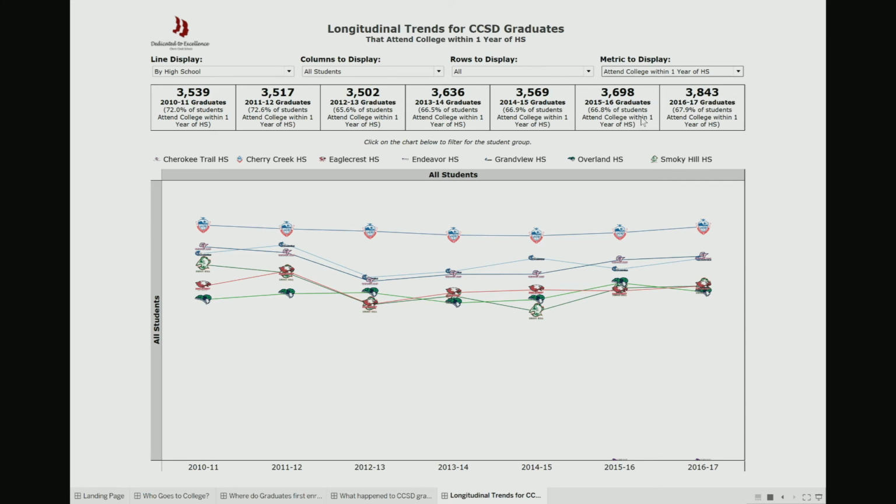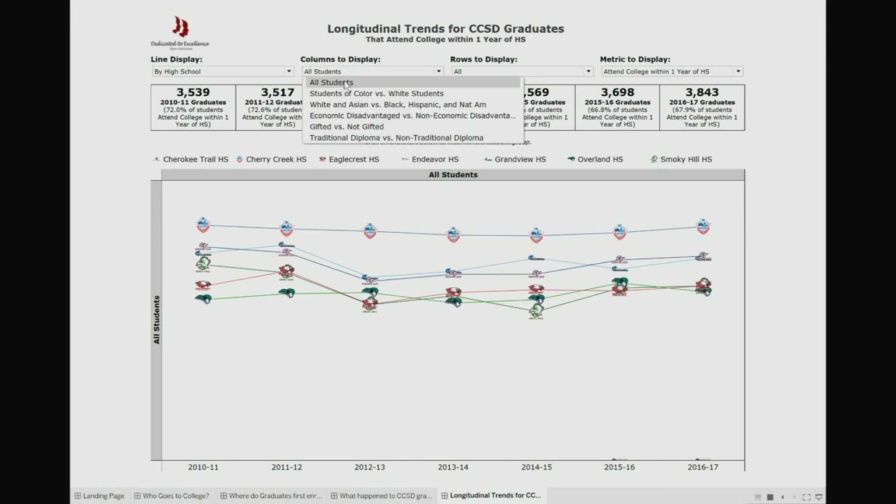The kids in the class of 11 have had more opportunity to ever attend college. So if you really want to look at attending college, if you really want to look at apples to apples, then you need to start to look at things like attending within 1 year. And you can quickly see trends emerging, right? Norm had indicated that Cherry Creek High School is our flagship high school, and here it is. It has the highest college attendance rate within 1 year of high school graduation.